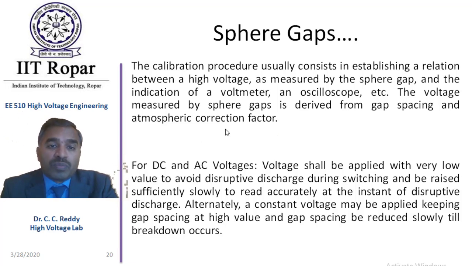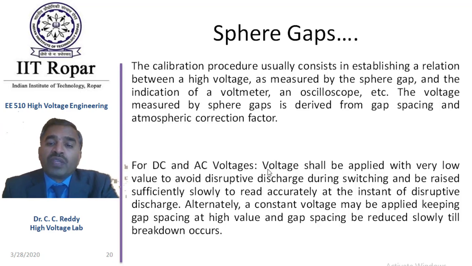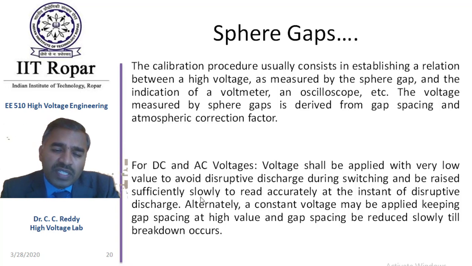Now, the procedure for DC and AC voltages and impulse voltages is separate. So, let us see first for DC and AC voltages. Voltage shall be applied with a very low value to avoid disruptive discharge during switching. If you suddenly apply a certain high value, then during the switching itself, the transient will cause disruptive discharge or breakdown. So, to avoid that, the voltage should be applied with a very low value, and be raised sufficiently slowly.